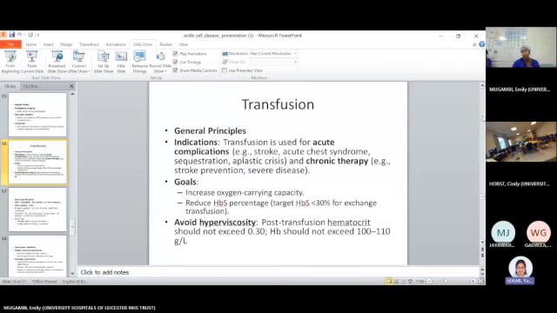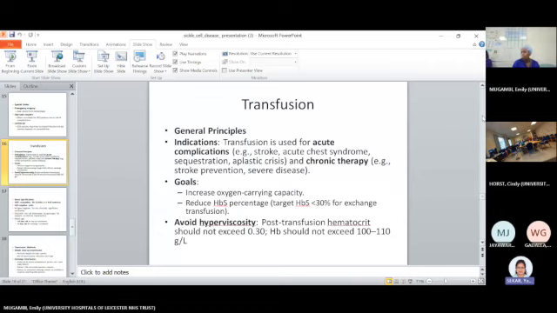Transfusion is used mostly for acute complications, as I had mentioned. If a patient comes with stroke, they need exchange transfusion. Acute chest syndrome, they need exchange transfusion. For things like sequestration, there is no strong evidence on using it, but still, depending on the patient's condition, an exchange transfusion or a top-up transfusion can be done. Aplastic crisis, mostly top-up transfusion and just supportive care.